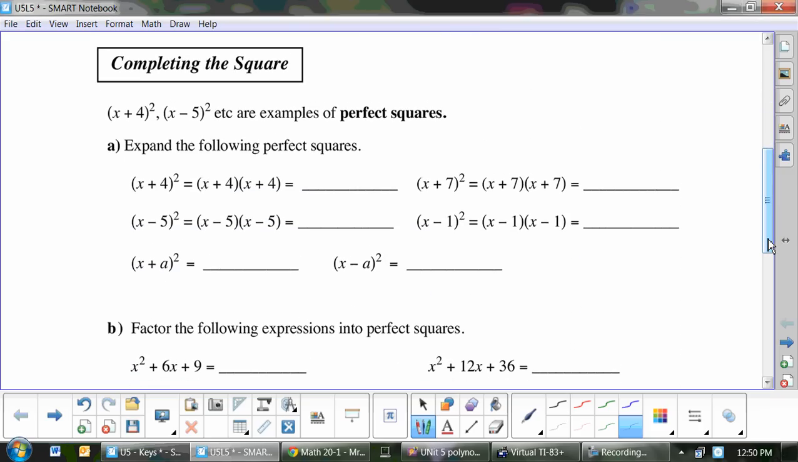So we're going to do some practice with perfect squares. Let's do this one right here. If we were to expand x plus 4 squared, could someone put up their hand and tell me what it is?